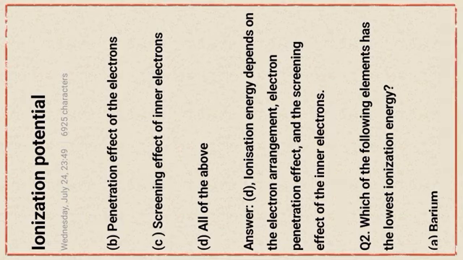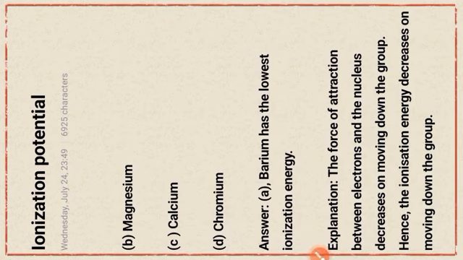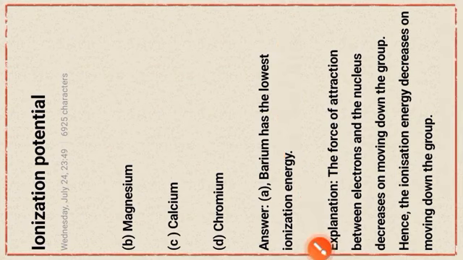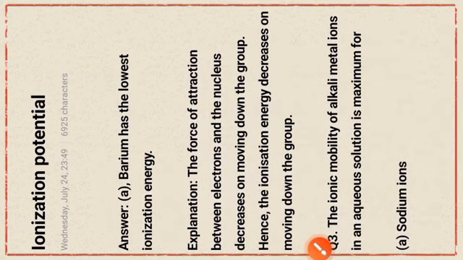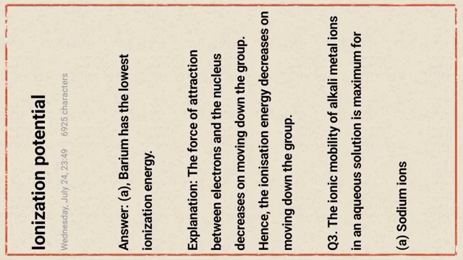Next MCQ question. Which of the following elements has the lowest ionization energy? Option A, barium. Barium has the lowest ionization energy due to its electronic configuration. The force of attraction between electrons and the nucleus decreases on moving down the group. Hence, the ionization energy decreases on moving down the group.